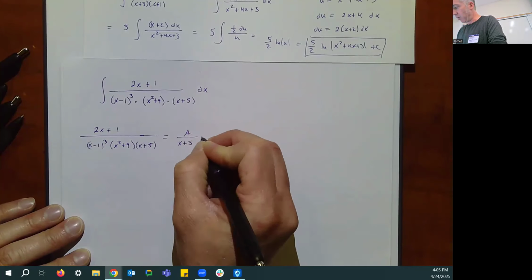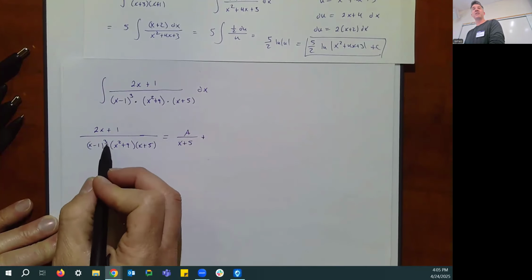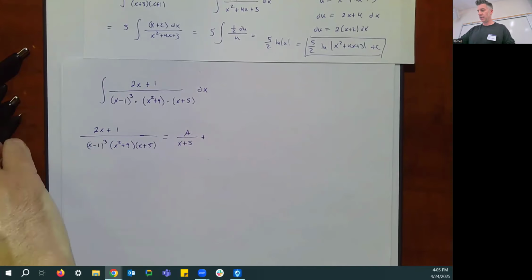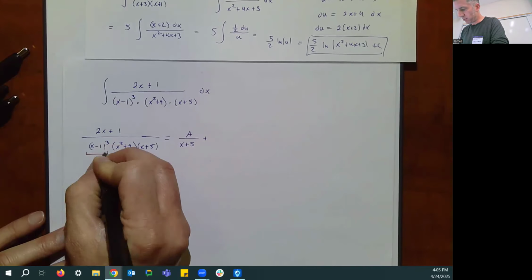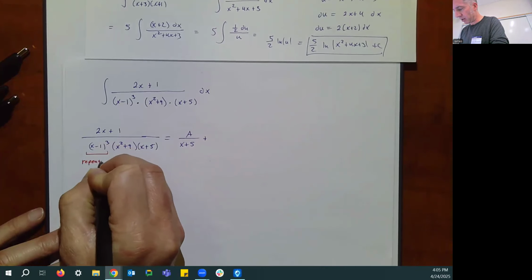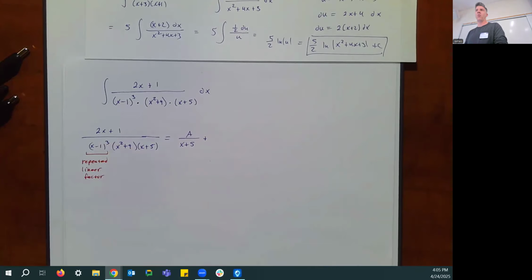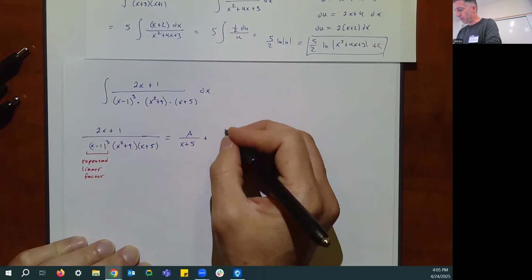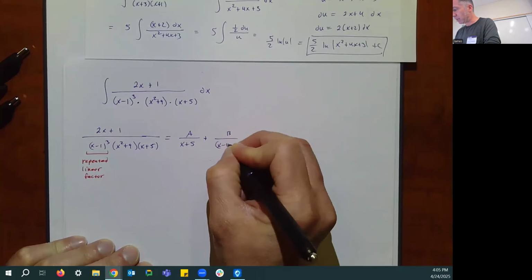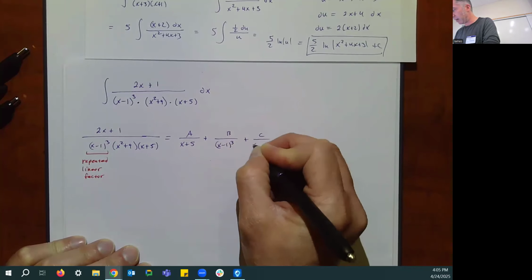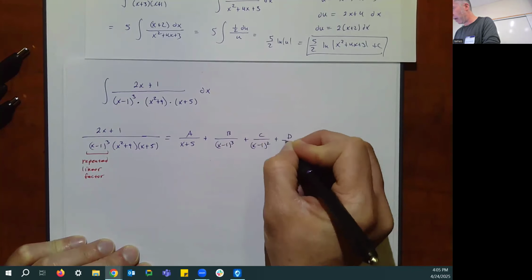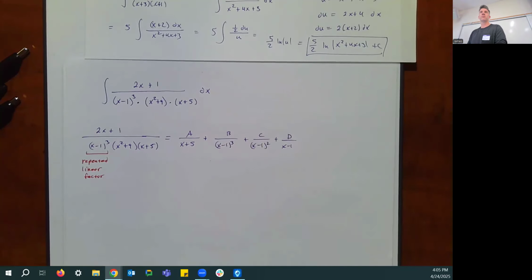Now, when you have a linear factor that is raised to a power, or what we call a repeated linear factor, you're going to write that highest power and every lesser power. So we're going to say B over (x minus 1) cubed plus C over (x minus 1) squared plus D over (x minus 1) to the first. Again, we're not going to actually do this problem. We're just showing how you would write out the partial fraction decomposition. We're not going to solve it. It's terrible.